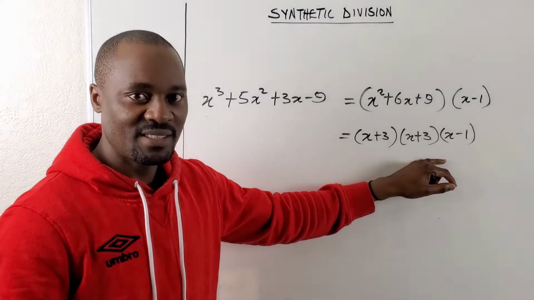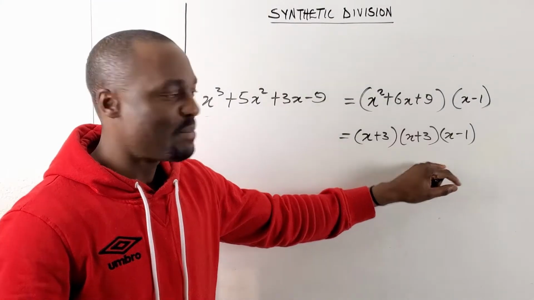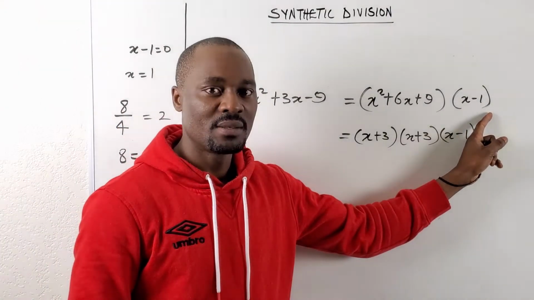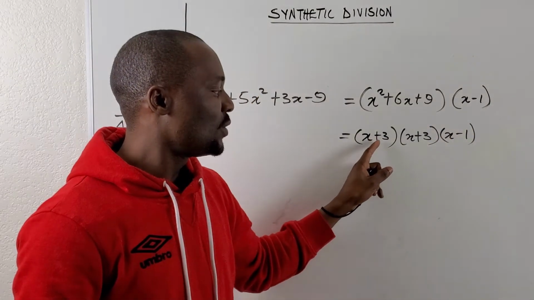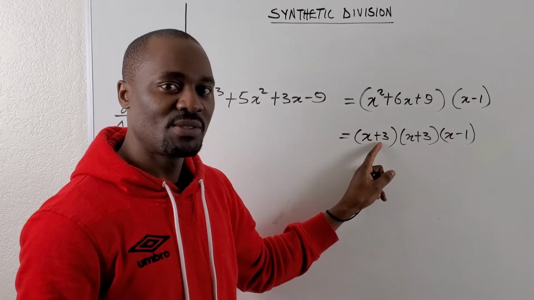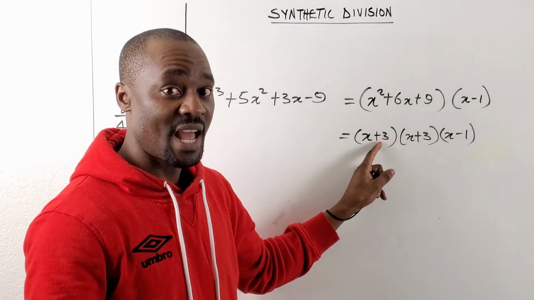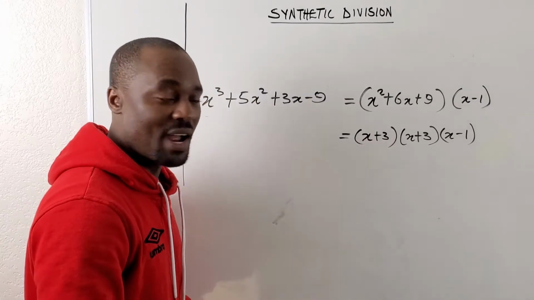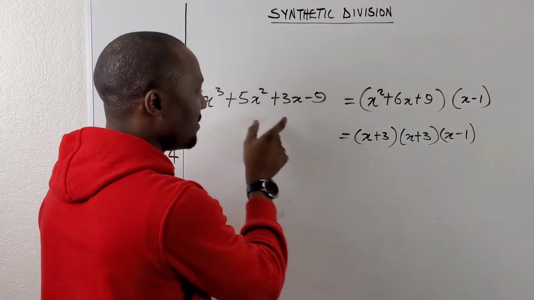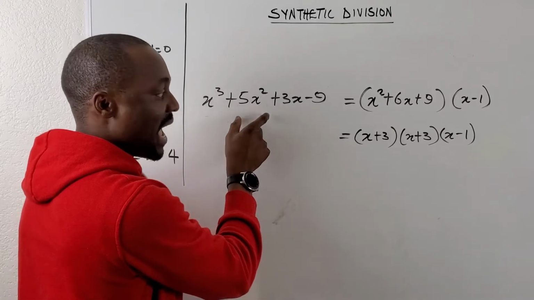You see how synthetic division helped us because we used x equals 1. Are you saying that we could have used one of these, x plus 3, also to divide and we'll get an answer? Yes, that's what I'm saying. And that's what we want to quickly try. So let's assume we want to try and divide this by x plus 3.